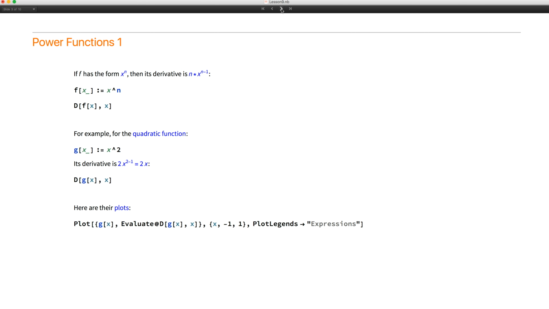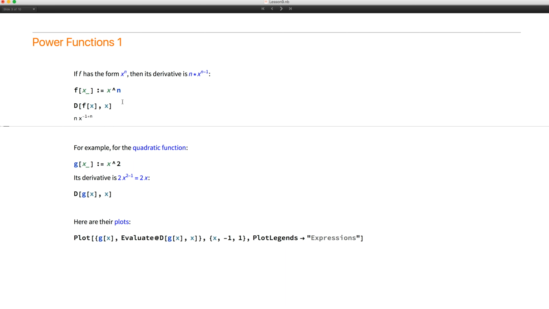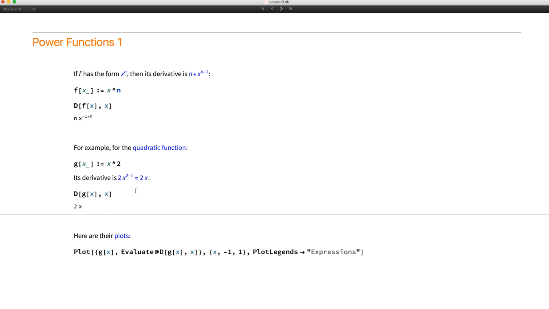So as a first example, here are the power functions. So your function x raised to n, so for different values of n, you get different power functions. So taking this function and finding its derivative gives you n times x raised to n minus 1. That's a very well-known formula in differential calculus. So for example, if n is 2, then you have a quadratic function, and its derivative is just 2x. So it might be good to memorize that the derivative of x squared is 2x.